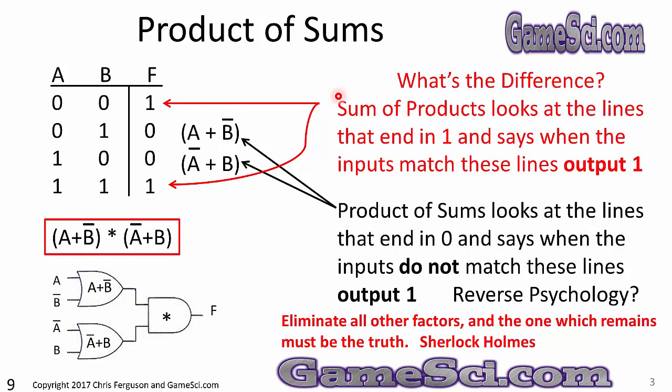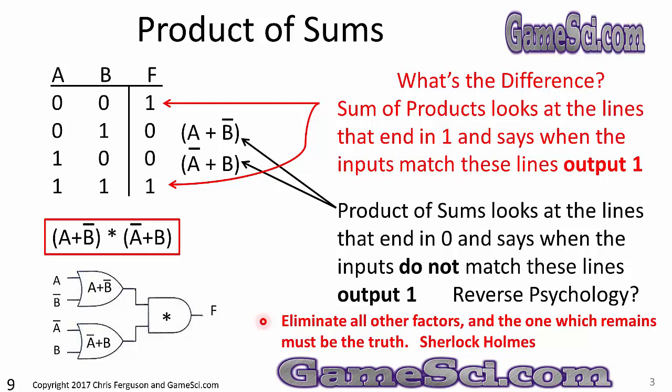Sum of products looks at the lines that end in a 1 here and here and says when the inputs match these lines, output a 1 for the sum of products or the circuit. Product of sums looks at these lines that end in a 0 and says when the inputs do not match these lines, output a 1. It's a little bit of reverse psychology, right? When it's not this, the circuit or the product of sums should output a 1.